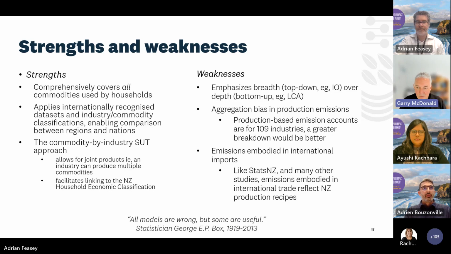So overall, I think it's also important to say, when you do any form of modelling like this, that all models are wrong, but some are useful, and I think this is actually useful, but you do need to treat it as approximations, but it probably is the best approximations that we have to date available to us. Thanks, Adrian.